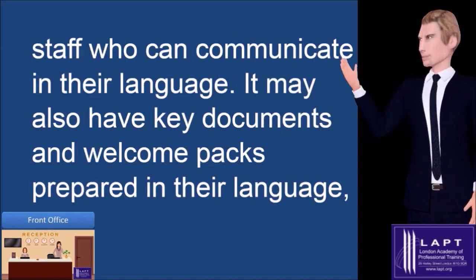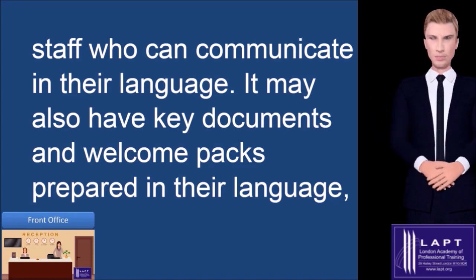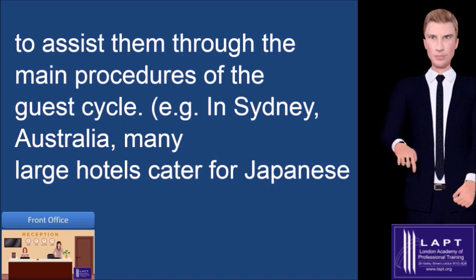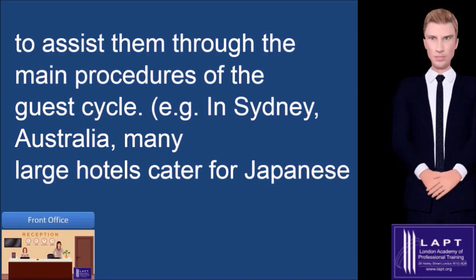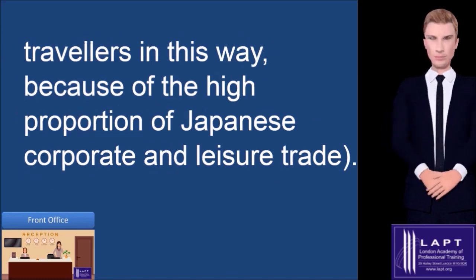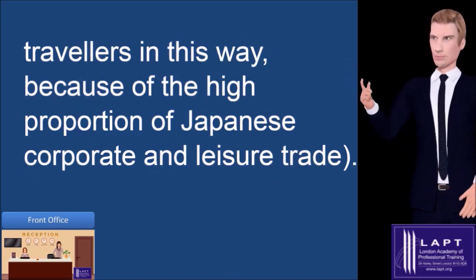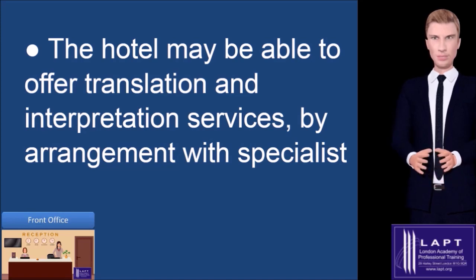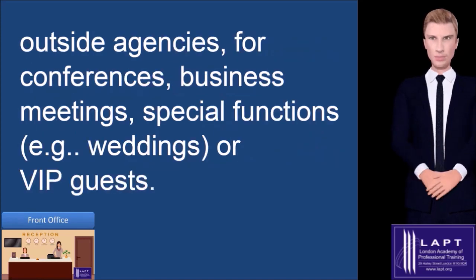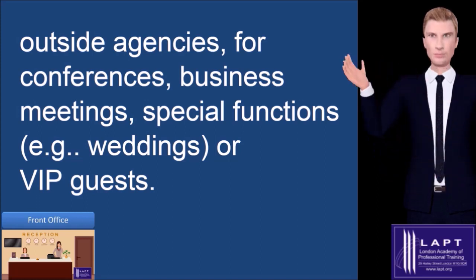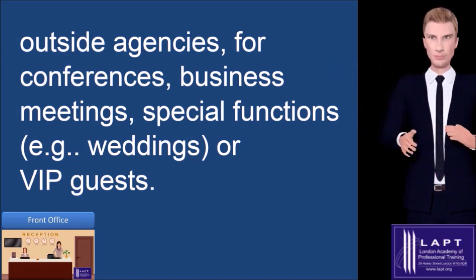It may also have key documents and welcome packs prepared in their language, to assist them through the main procedures of the guest cycle. For example, in Sydney, Australia, many large hotels cater for Japanese travelers in this way, because of the high proportion of Japanese corporate and leisure trade. The hotel may be able to offer translation and interpretation services, by arrangement with specialist outside agencies, for conferences, business meetings, special functions, for example weddings or VIP guests.